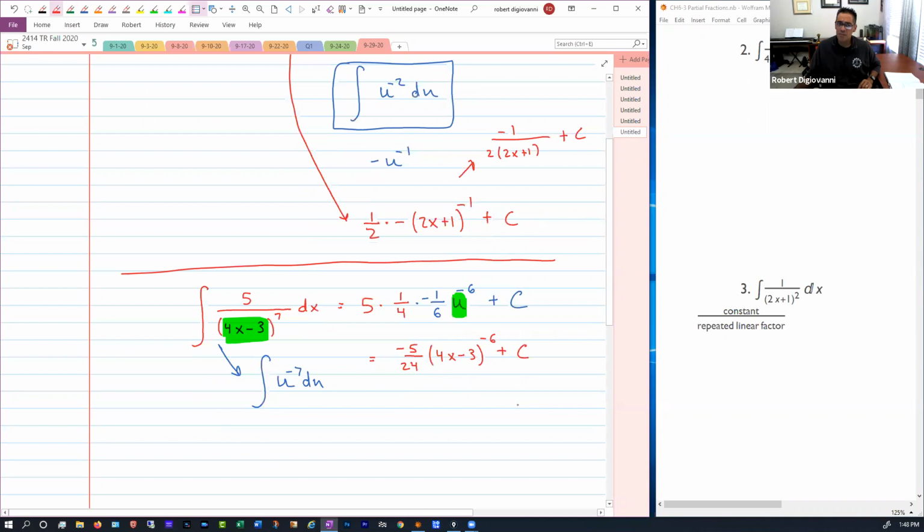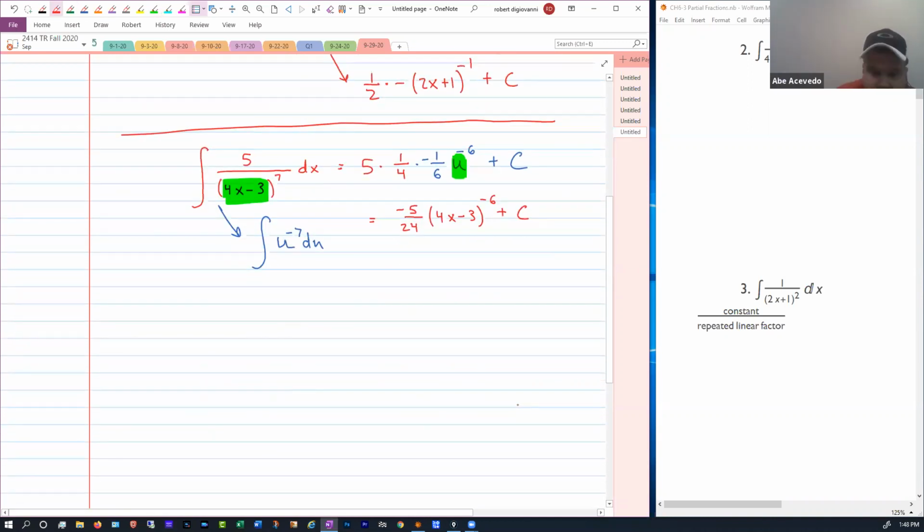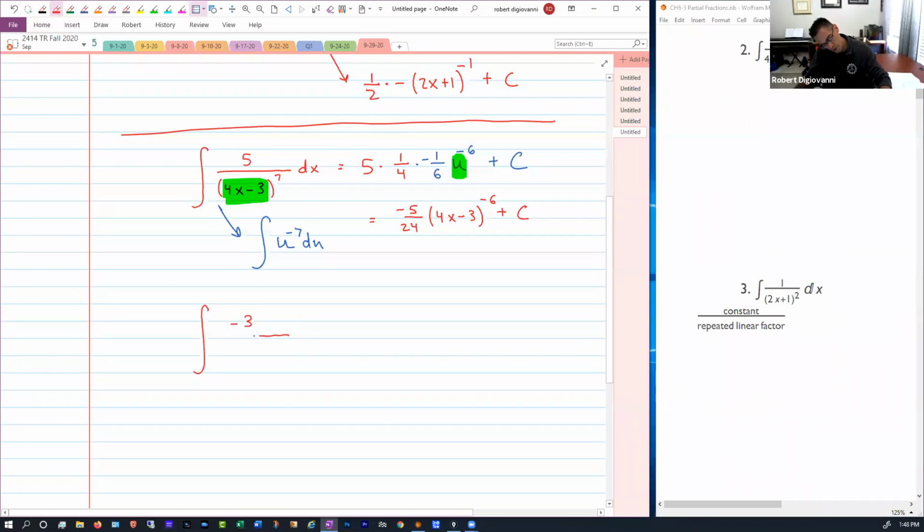One more? Sure. Okay. How about this? Negative 3 over the 4th root of 2x. Let me make it more complicated. 3 minus 5x dx.